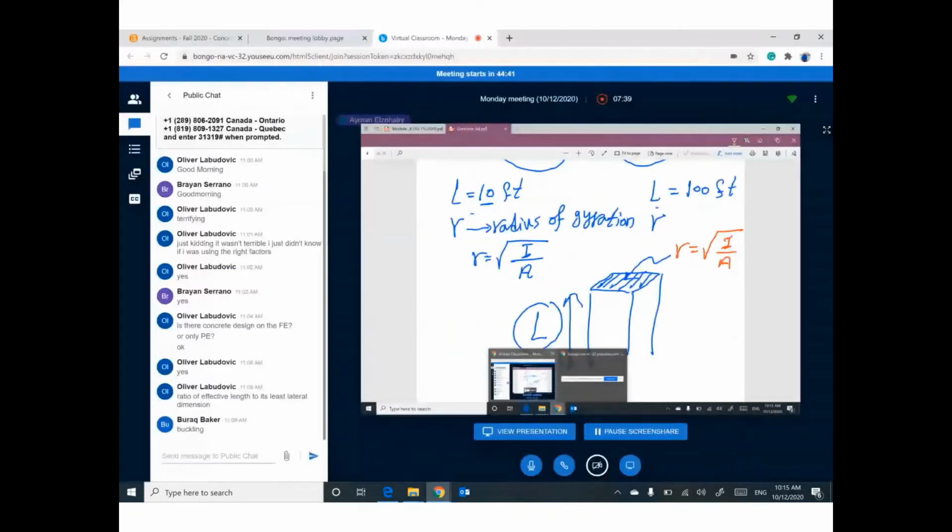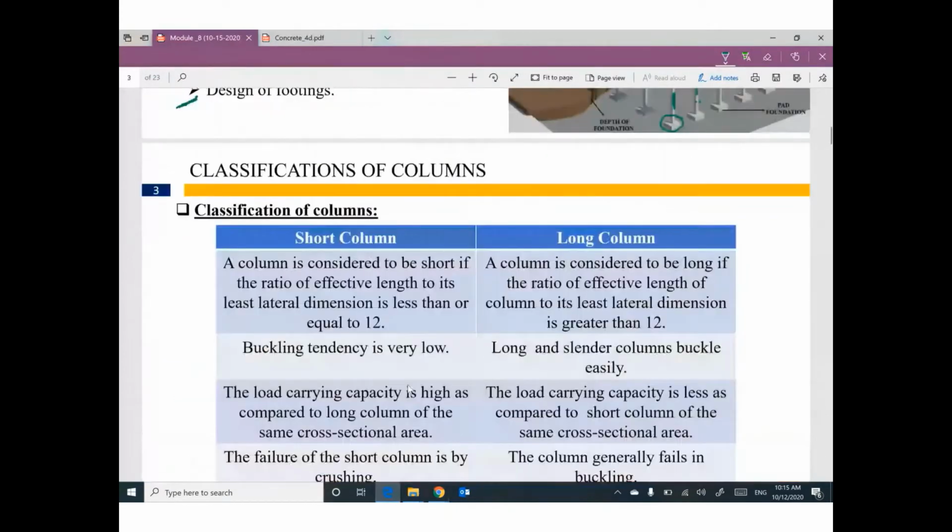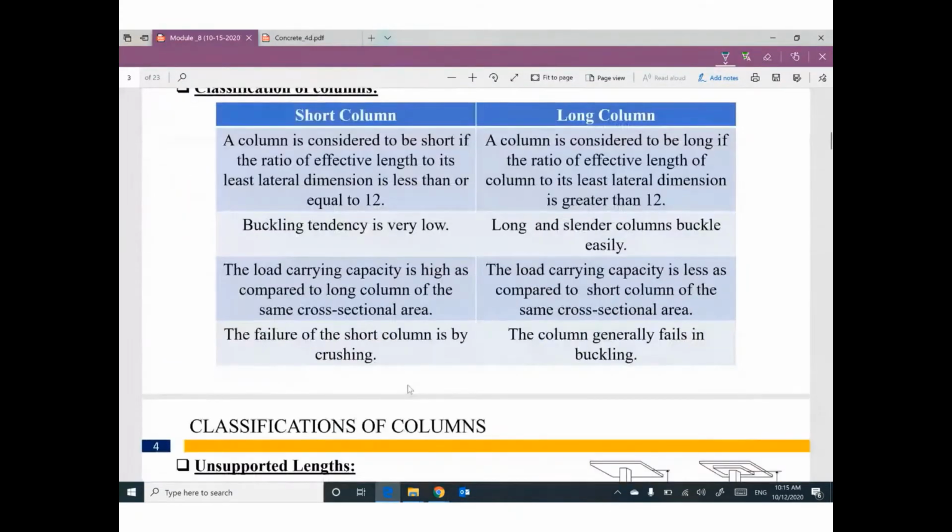Buckling. Keep it in your mind. The difference between short column and long column is buckling. In a short column, buckling has a very low effect. Long column, or sometimes we call it slender column, buckles easily. I believe short column will be stronger than long column because buckling will make the column weaker.